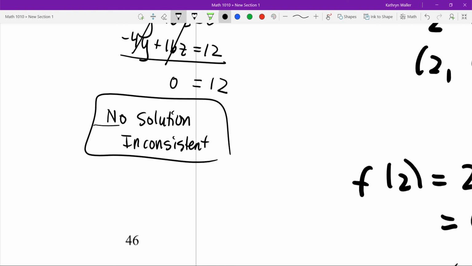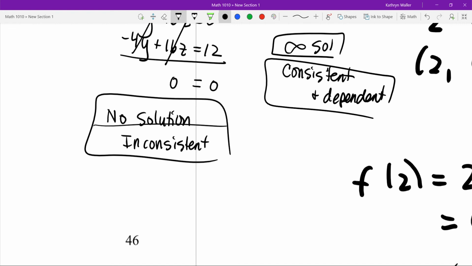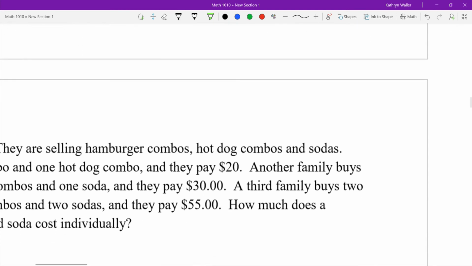Okay? If you ended up with 0 equals 0, don't change your notes, but if you did, it would be infinite solutions. Okay? If the answer is infinite solutions, then it's called consistent. Infinite solutions means consistent and dependent. So just have to remember that, basically. That is not the case on this. We ended up with 0 equals 12, but that's what it would be if we did end up like that.